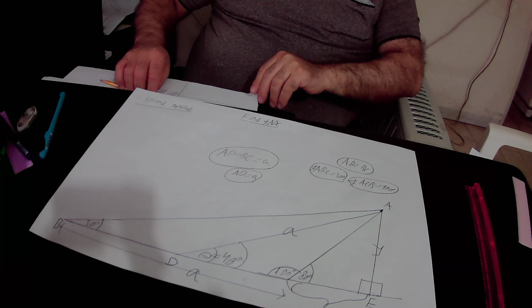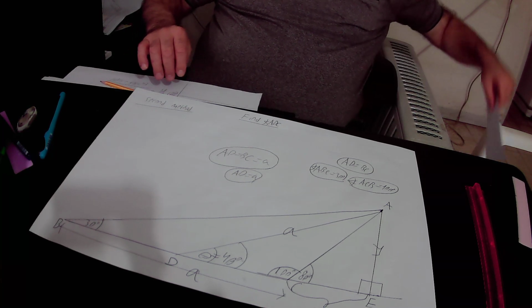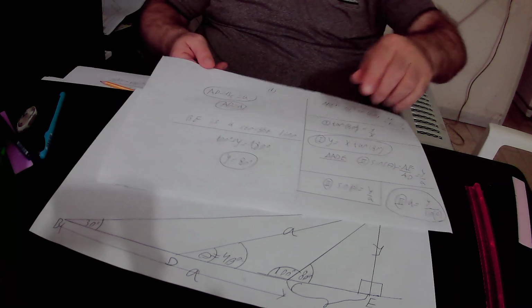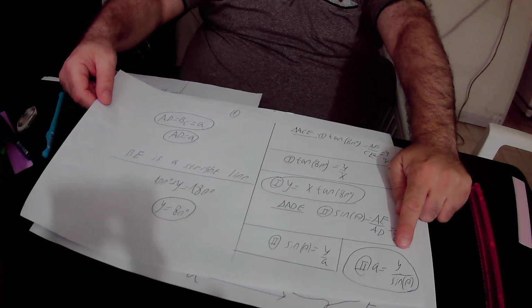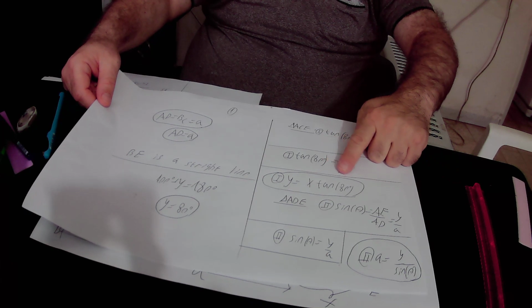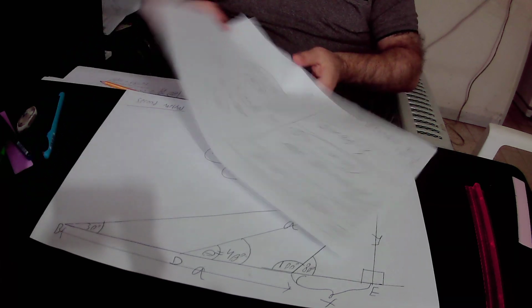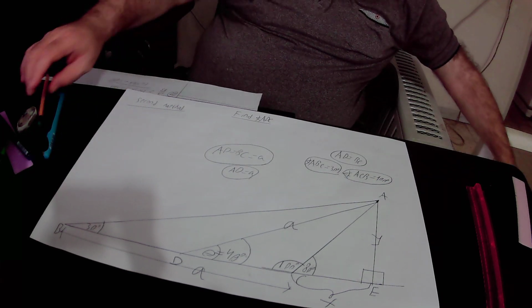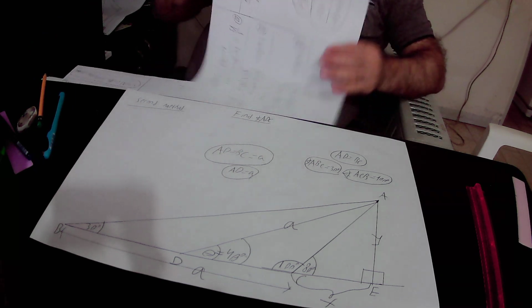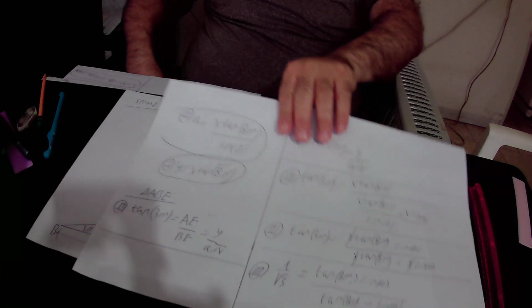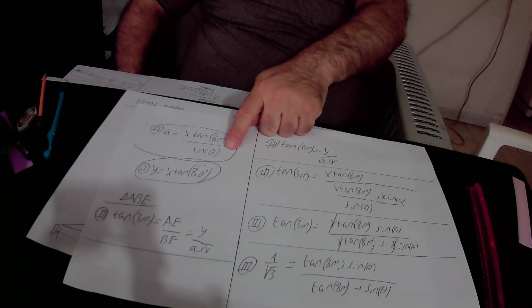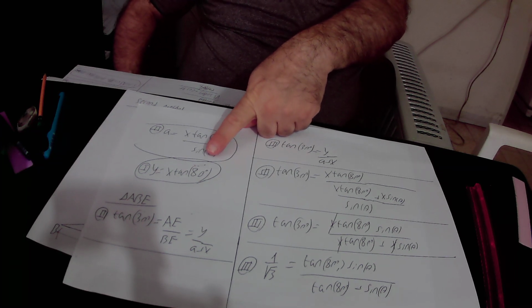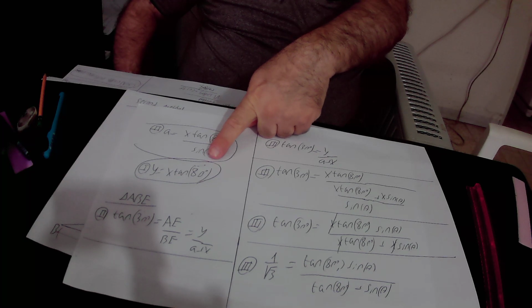We substituted Y by X tangent 80 degrees, and we got that A equals Y, that is X tangent 80 degrees, over sine theta, since according to equation number 1, Y equals X tangent 80 degrees.